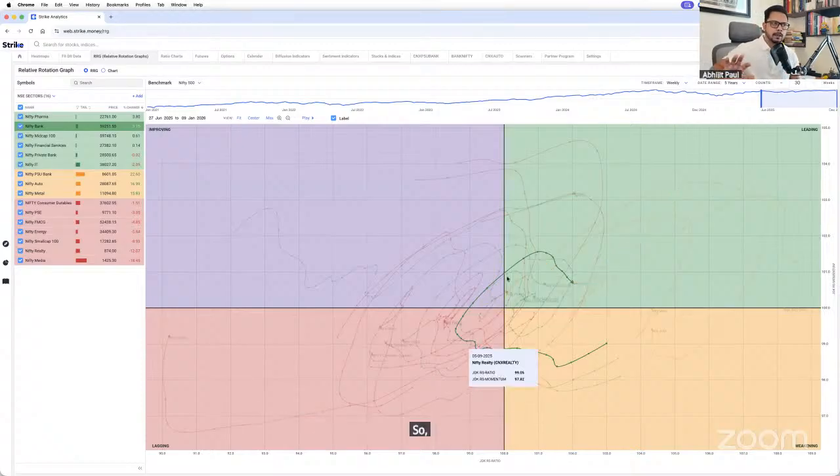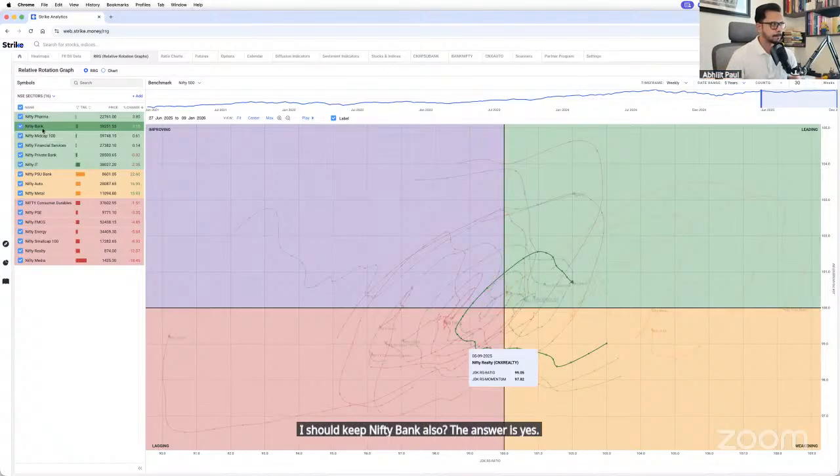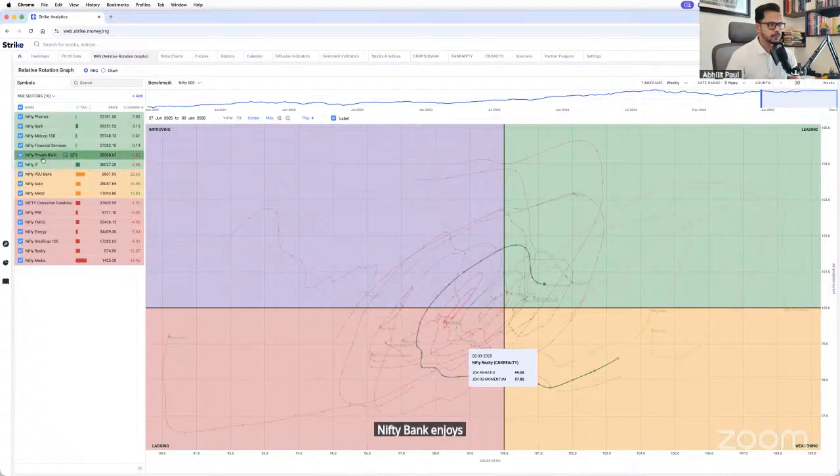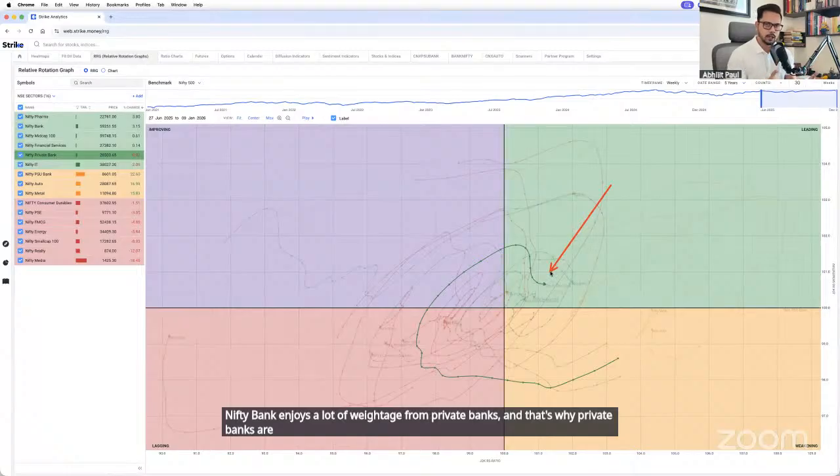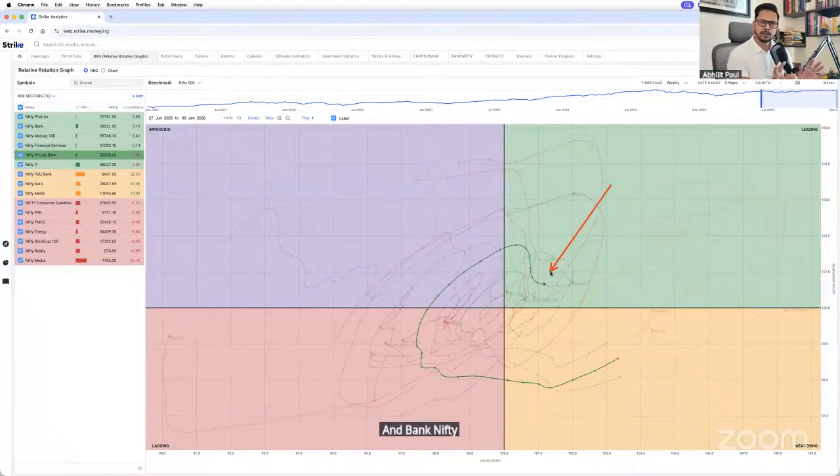So, like I kept pharma in my watch list for a positive move, should I keep Nifty Bank also? The answer is yes. Nifty Bank enjoys a lot of weightage from private banks, and that's why the private bank chart and the Bank Nifty chart will behave more or less the same, 99% of the time.